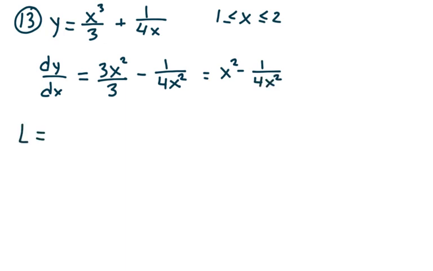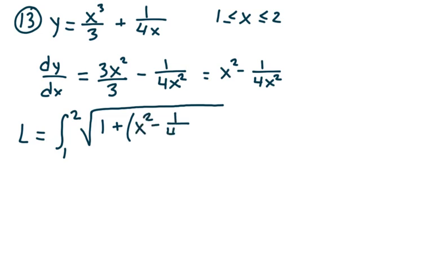Now I can do arc length. This is the integral from 1 to 2 of the square root of 1 plus, and then I get x squared minus 1 over 4x squared raised to the second dx. Now, it looks horrible, right? Absolutely. But the key on these is we want to simplify what's inside the radicand and see if we get a perfect square out of that. That's the key to this.